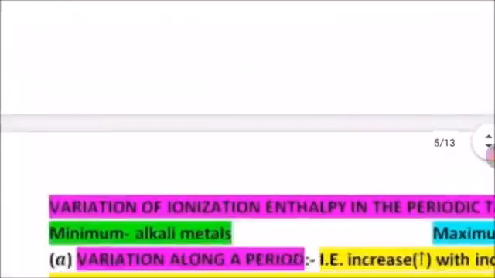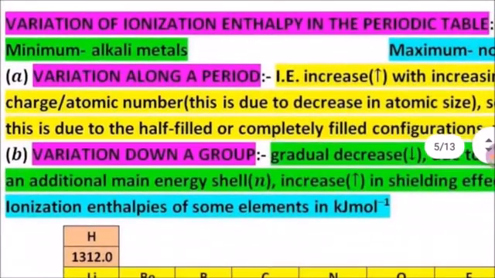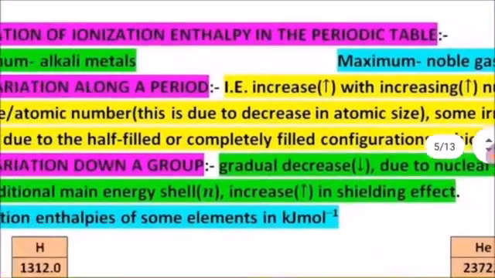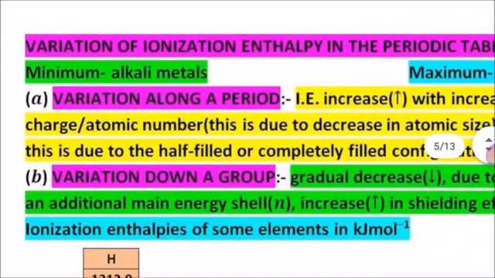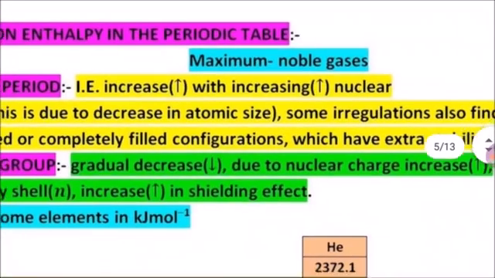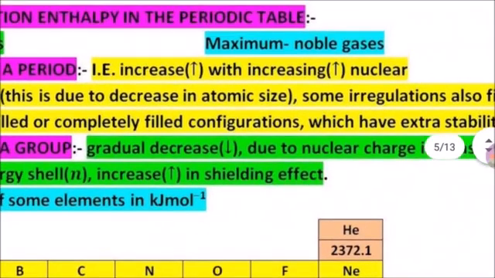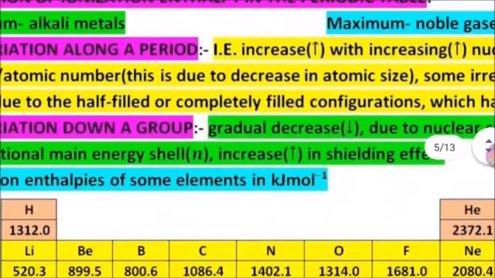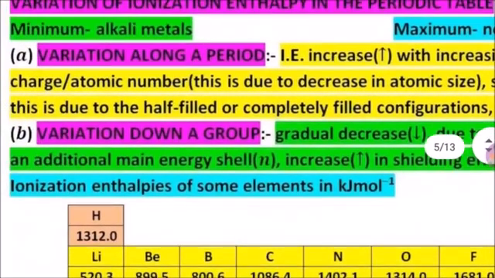So let me start the next segment: variation of ionization enthalpy in the periodic table. Minimum ionization enthalpy is found in alkali metals, and maximum in noble gases, because noble gases have completely filled orbitals in comparison to alkali metals. Alkali metals have only 1 electron in the outer principal quantum number, ns1, so it is easy to remove, and they have lower ionization enthalpy.